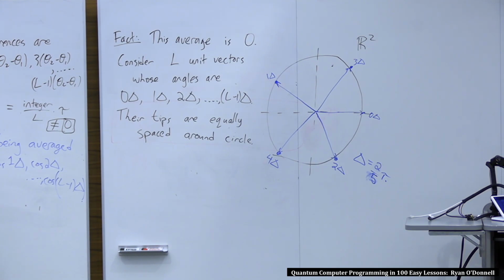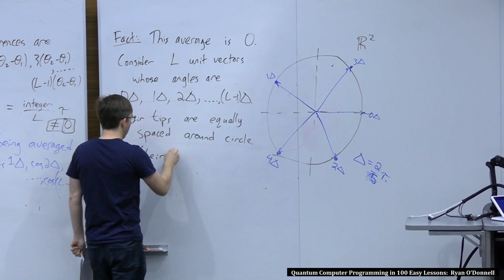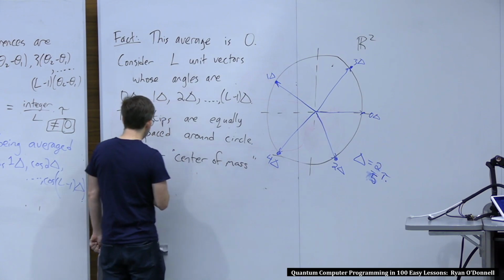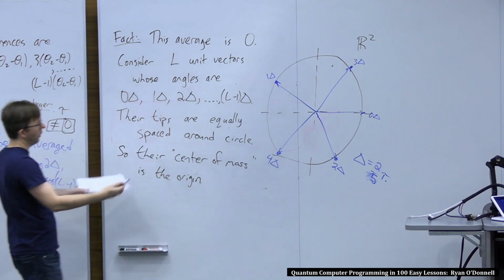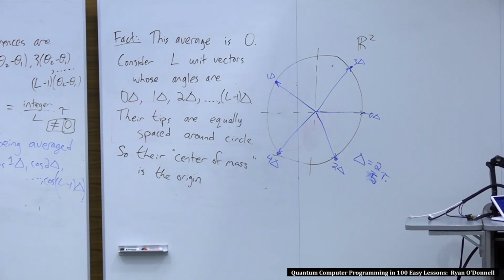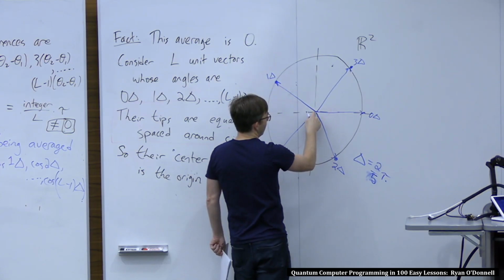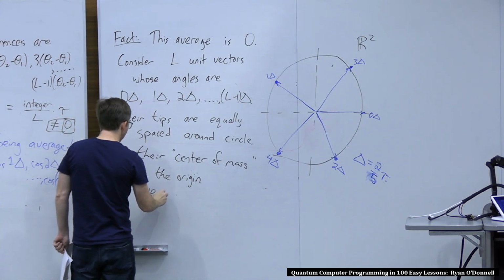So that means that their center of mass, or their 2D average, but let's say center of mass, imagine them as little point masses, is the origin. Okay, so they're equally spaced around the circle. If you imagine this is a disk and they're point masses, it would exactly balance with the fulcrum at the origin. So if you average up the two coordinates of each of these vectors, you get 0. In particular, the average of their x values is 0.